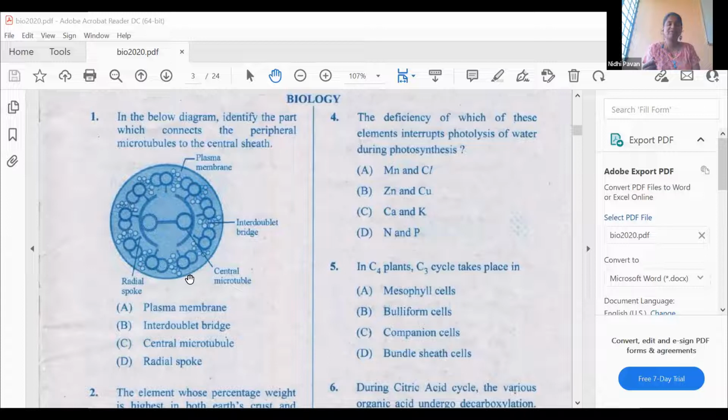Whether this question paper has been sent through a mail? Yes. I'm asking you all only whether this question paper had been sent through a mail.